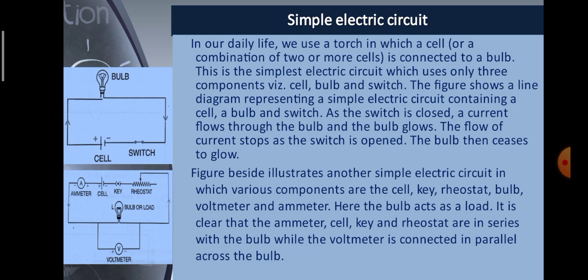Figure beside illustrates another simple electric circuit in which various components are the cell, key, rheostat, bulb, voltmeter, and ammeter. Here the bulb acts as the load. It is clear that ammeter, cell, key, and rheostat are in series with the bulb, while the voltmeter is connected in parallel across the bulb.